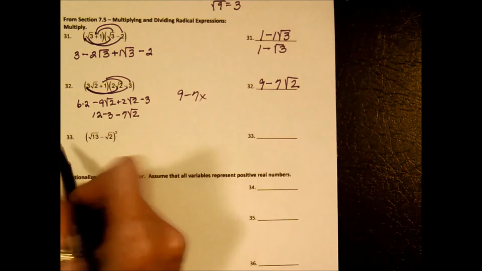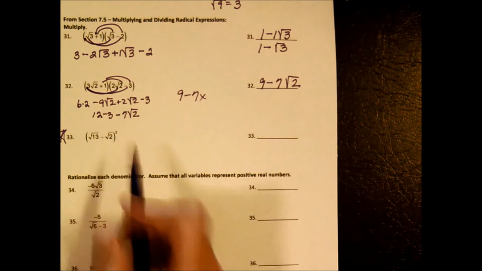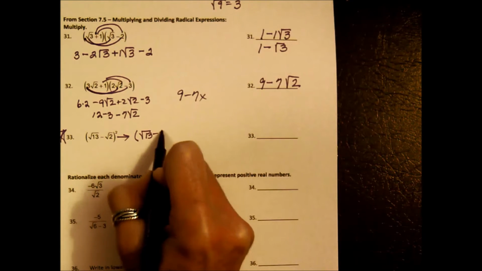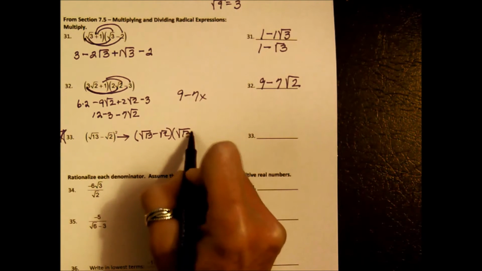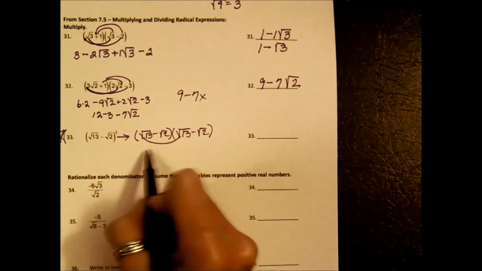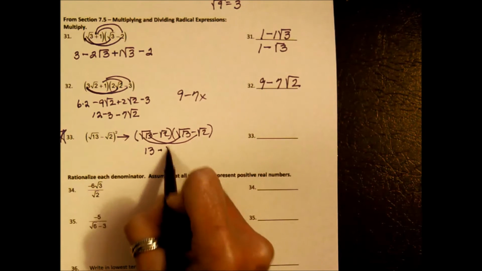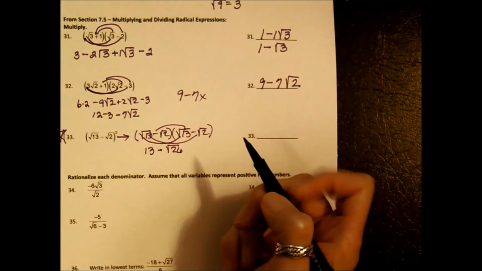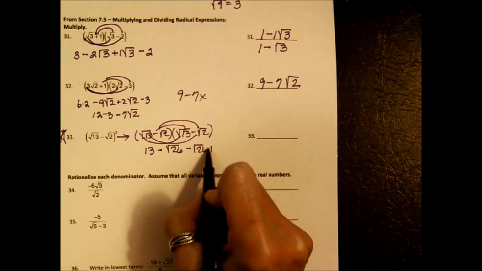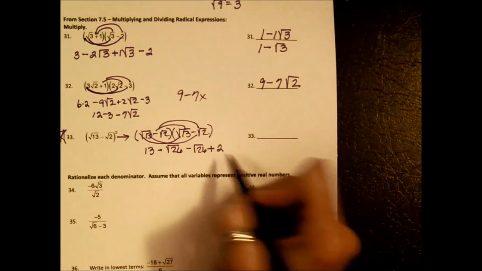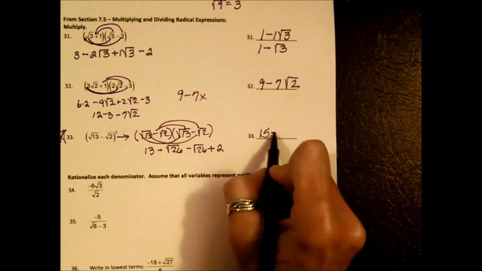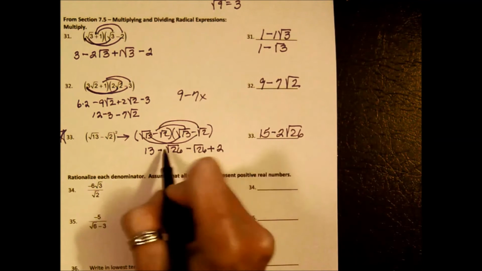Number 33. My caution here on this one is just to remember to write it twice. So it's square root of 13 minus square root of 2 times square root of 13 minus square root of 2. Don't just square the two pieces. You have to FOIL this. This makes 13 minus square root of 26. Those are both radicals, so you can multiply them together. Minus square root of 26. Negative times negative is a positive. Radical 2 times radical 2 is 2. Combining like terms gives me 15 minus 2 square roots of 26, because each of those is a 1.